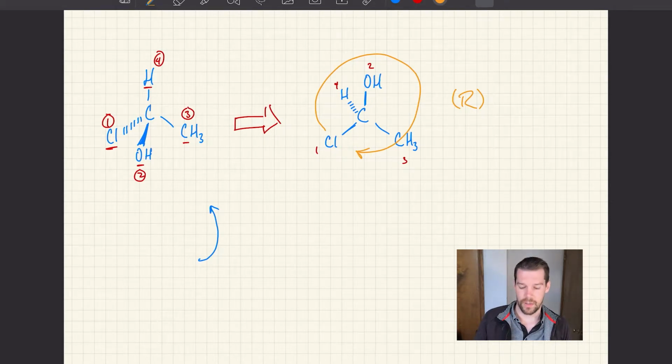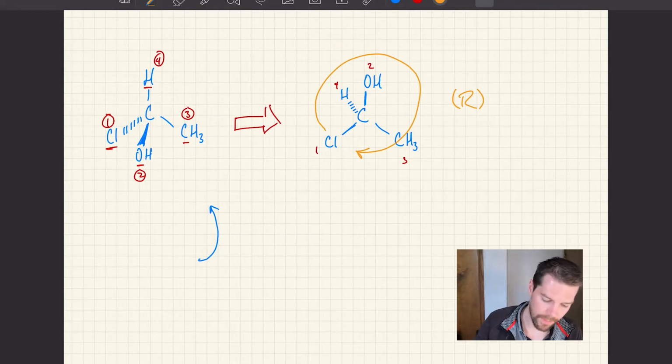Finally, we can determine if this compound is chiral. Easily said, if we only have 1 chiral carbon or 1 chiral center within a compound, then it's chiral. So this only has 1 chiral center. We can move forward. It is a chiral compound.